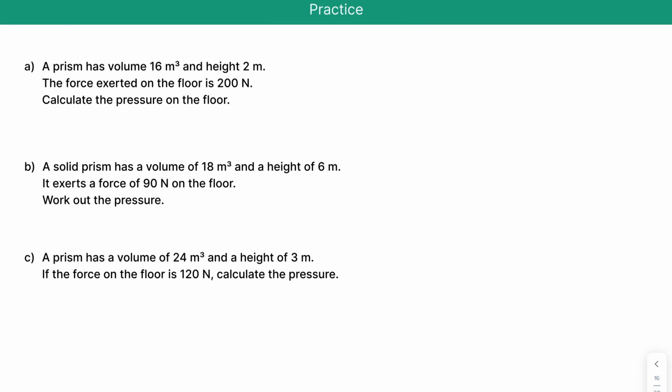So here's some practice questions. Press pause now and have a go. Here are the answers. Mark your work.